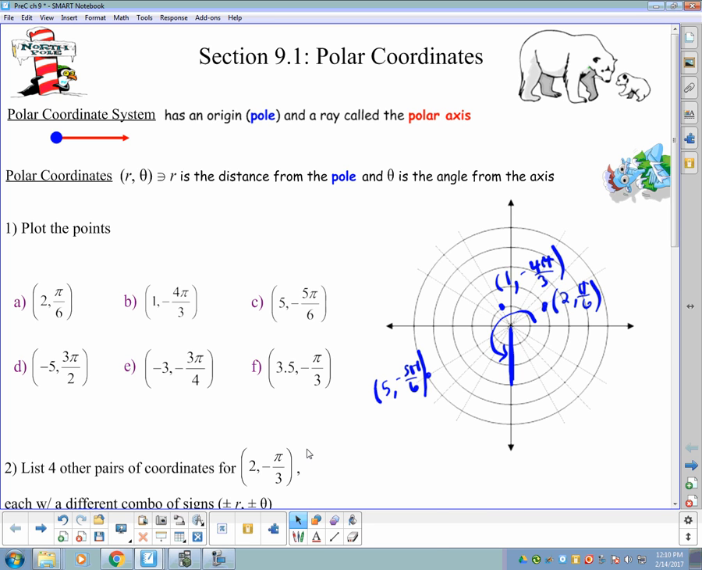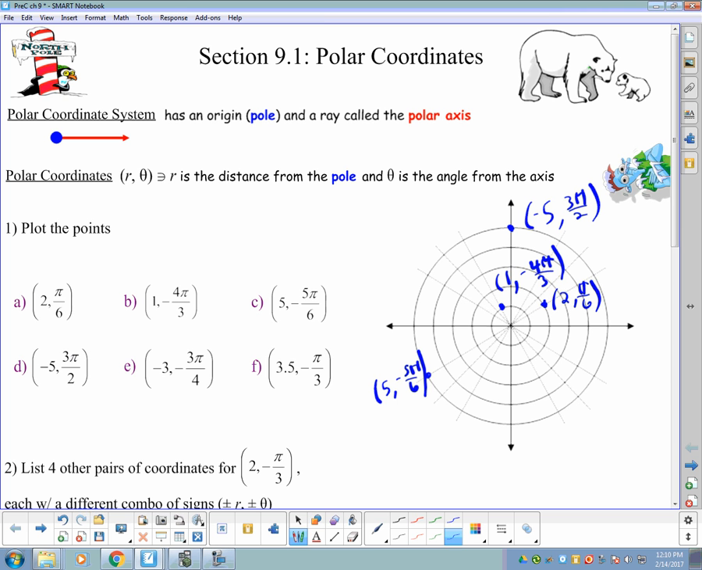So what that will do is send me in the opposite direction, right? So I first go all the way around to 3 pi over 2, but then I'm going to go 1, 2, 3, 4, 5 up to right here. And that is the polar coordinate negative 5, 3 pi over 2.